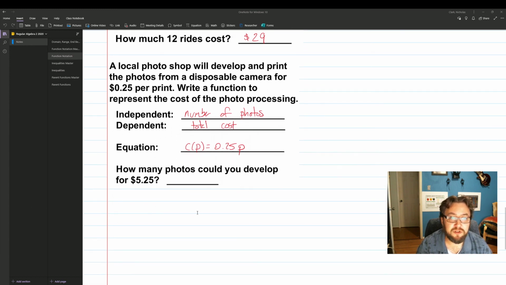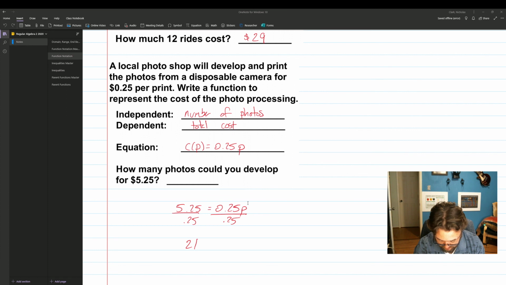So how many photos could I develop? Well, all we have to do is take, for $5.25, we're going to replace our total cost with $5.25. That's going to equal 25 cents per print. I think this is pretty obvious what you should do. Just divide. So I'm going to divide by 25 cents. $5.25 divided by 25 cents is 21. So you can do 21 photos.